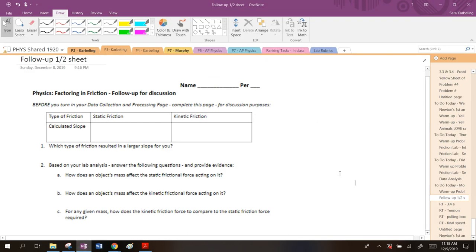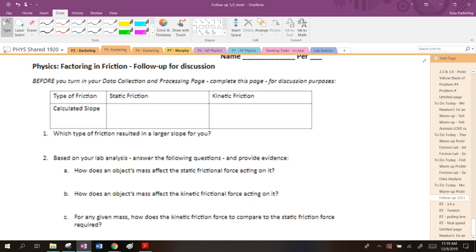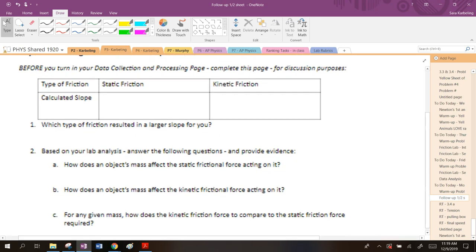Okay, so as I said to some people, but maybe not everybody heard me, and that's totally fine. You are not going to turn this sheet in. This is just an opportunity for us to collect our thoughts so that we can have a common discussion. So I don't need you to fill this in. The thing that I'm hoping that you saw based on your data is what? Which type of friction resulted in a larger slope? It should not matter whose data we're looking at. For everybody, we should see. So I want everybody to answer the question, which type of friction has a larger slope?